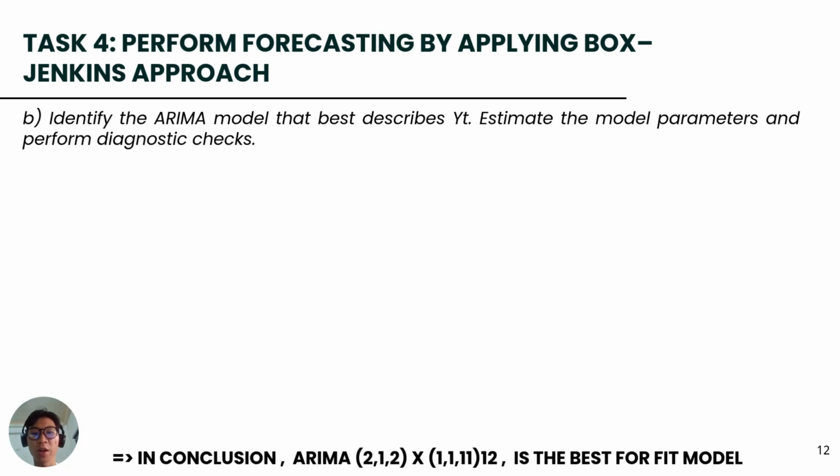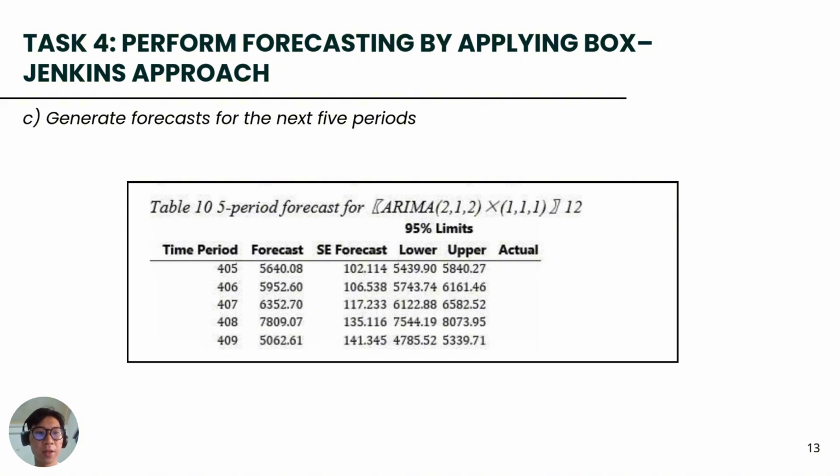So we're going to choose the ARIMA 212111, which is season 12, as the best fit model. So this is our forecast for the next 5 periods for that ARIMA model. Thank you for listening.